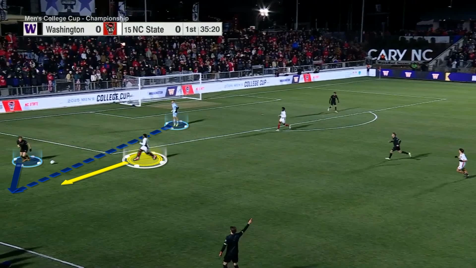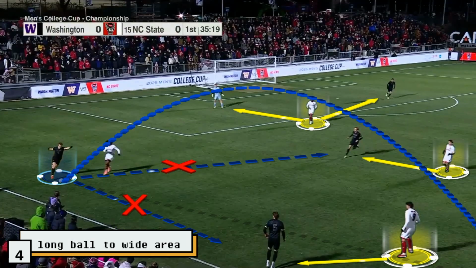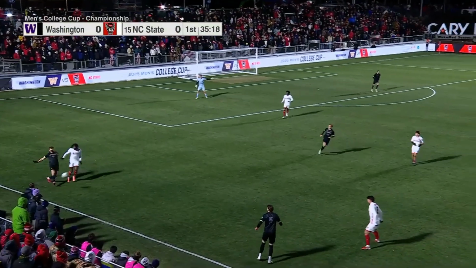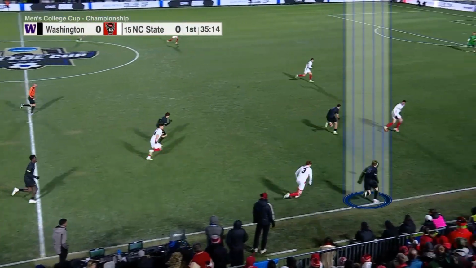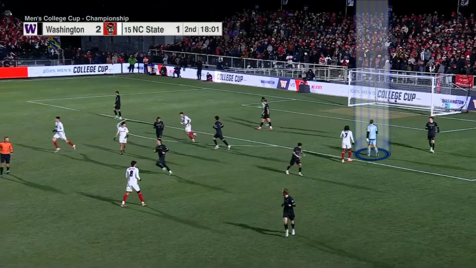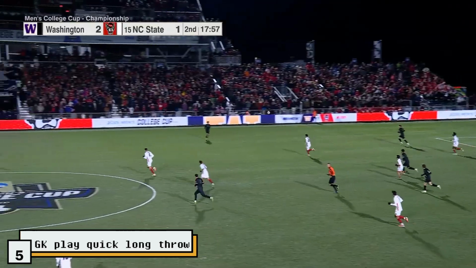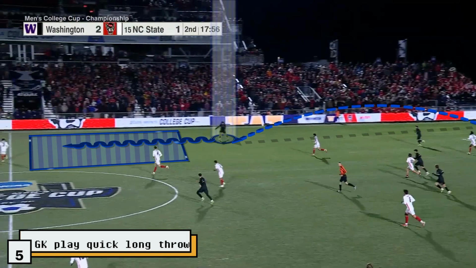Eventually, Washington found a solution in the wide areas. One recurring pattern was advancing quickly by delivering long balls directly to the wingers. In other moments, the goalkeeper identified that the rival shift had collapsed into the central zone and played a fast, driven pass toward the right flank, initiating a counterattack.